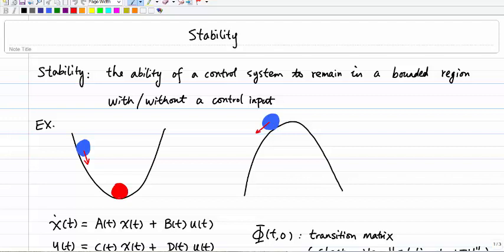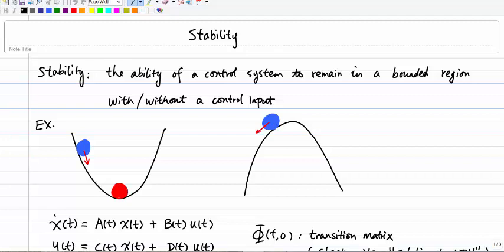In this video, I'm going to talk about the stability of linear control systems. In the previous videos, we talked about how to compute the solution for the linear time invariant system. Stability is a property of the solution of the linear system.